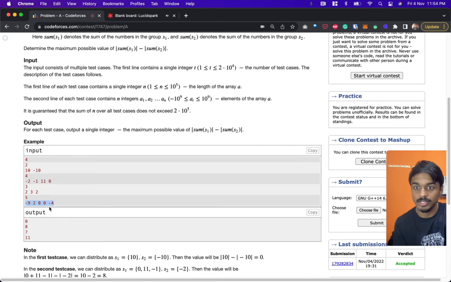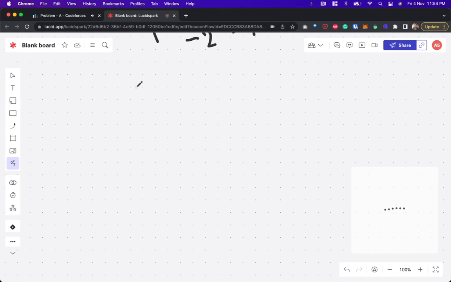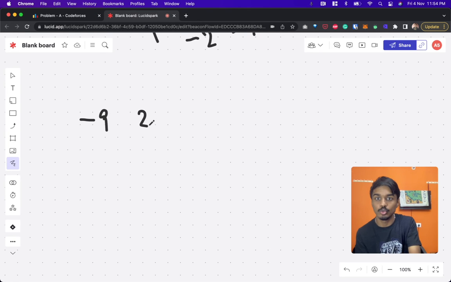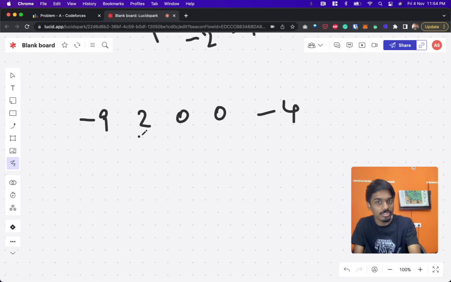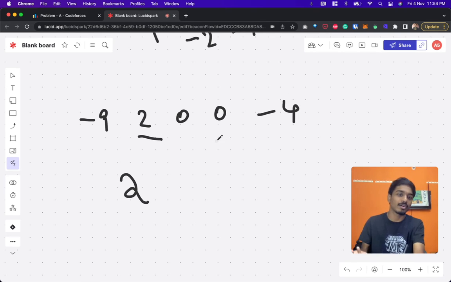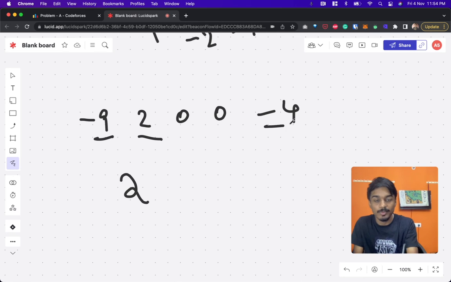Okay. -9, 2, 0, 0, -4. As I told earlier, we'll put all the positive numbers in one bucket. 0 you don't have to consider at all. And -9 and -4 go in another bucket, that is S1, and this is S2.